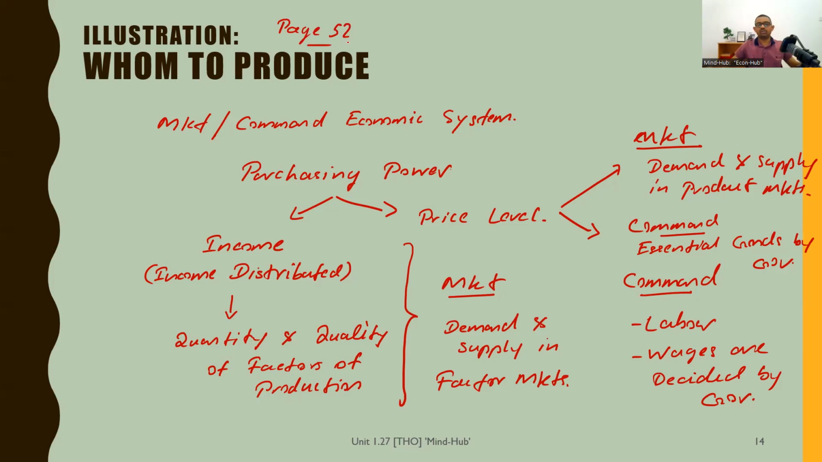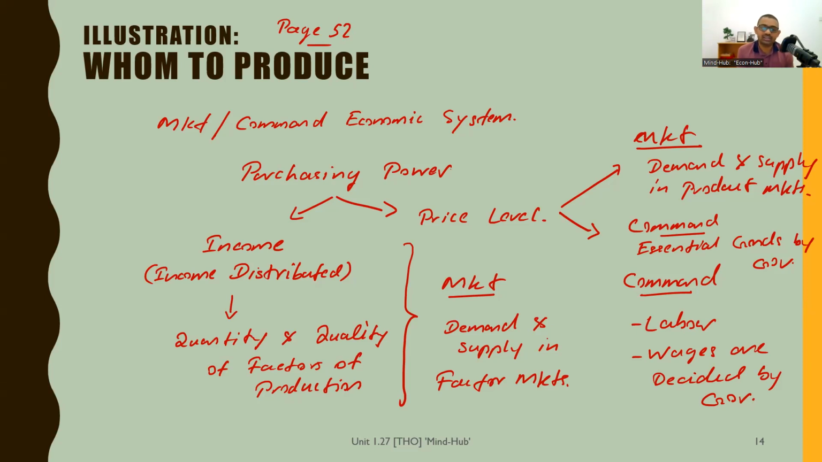That's how we talk about the problem of whom to produce. It's all about purchasing power. Purchasing power depends on two things: the income you get and the price levels. So depending on the income and the price levels, your purchasing power, the size of the knife depends on that.